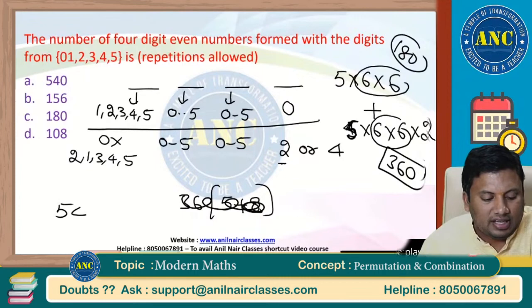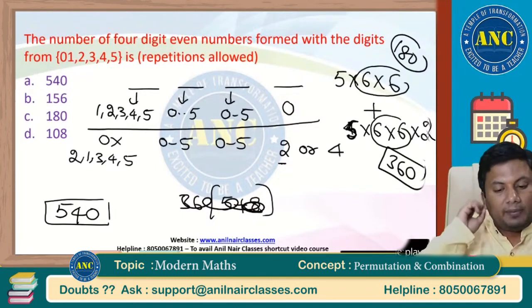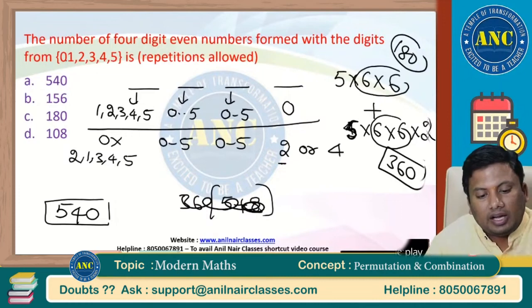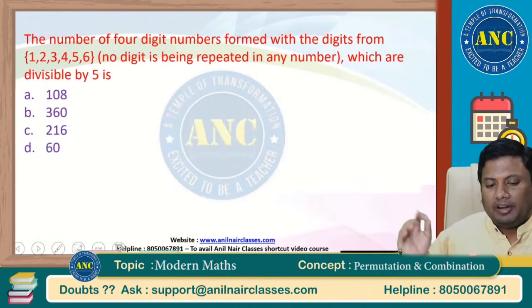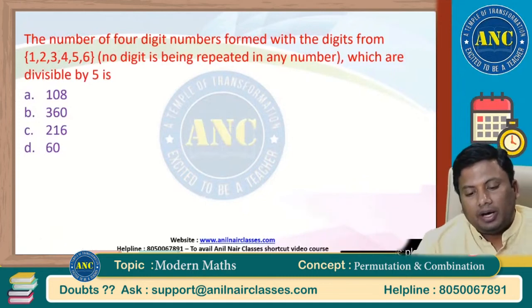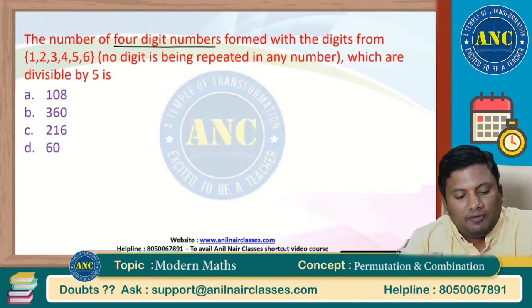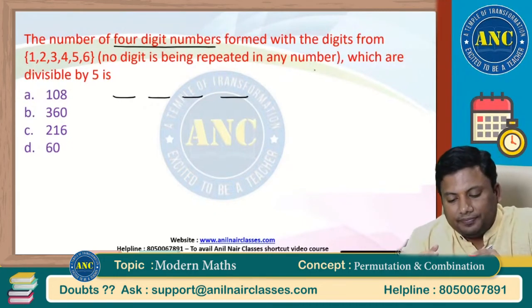Very, very easy question. Do it slowly. All these number related problems are extremely important to you. Just be a little careful and try to solve. Number of 4 digit numbers. It is a 4 digit number formed with the digits.